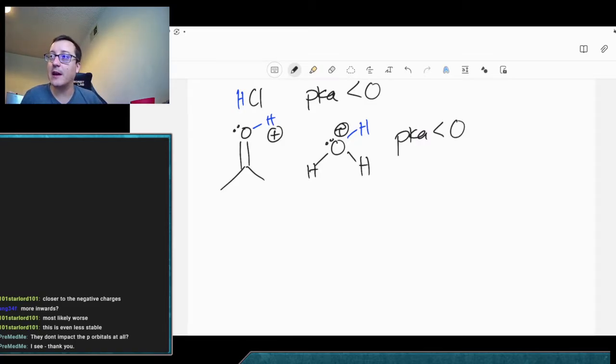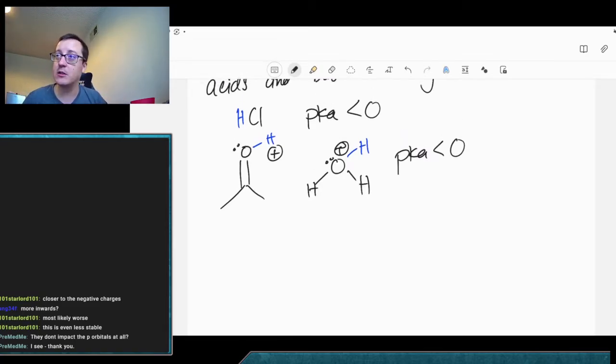So if you have a protonated oxygen, meaning you've added a proton to it, it's going to be quite acidic. So H3O plus, hydronium, acidic. This protonated ketone. Oh, we still haven't talked about functional groups, have we?